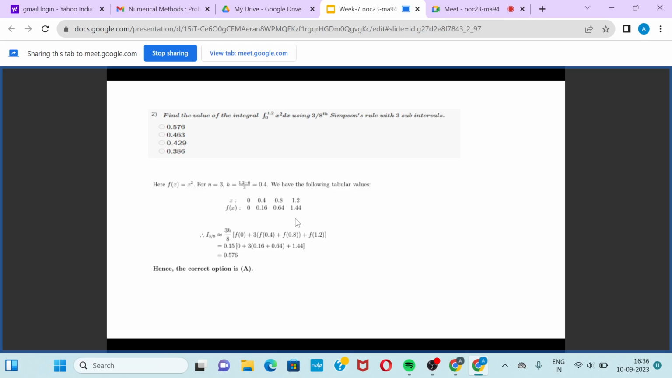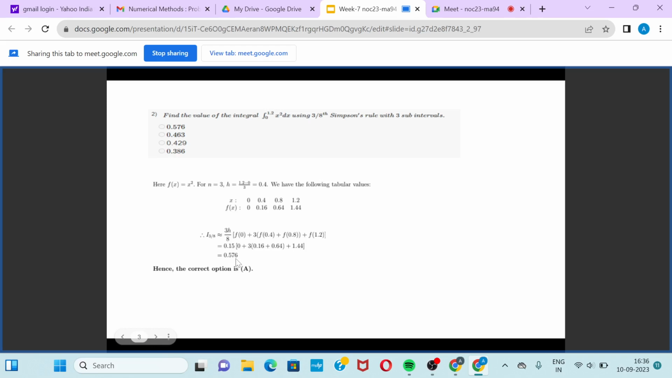Again calculate the table, as we have to calculate 3 subintervals. Just take this h value and add it over here, so it will give you 0.4. Then again add 0.4, you will get 0.8. Similarly, you will get 1.2 and the corresponding function values. Apply Simpson's 3/8 rule. You will get the integral value as 3h by 8 times f of 0 plus 3 times f of 0.4 plus f of 0.8, plus the last term, f of 1.2. Substituting all the values will give you 0.576.